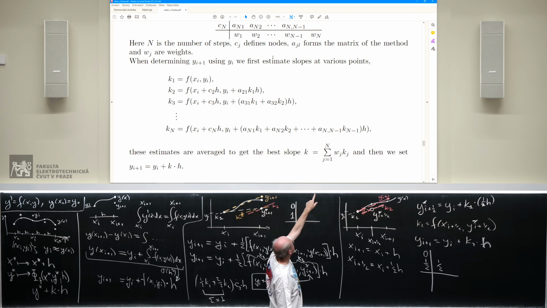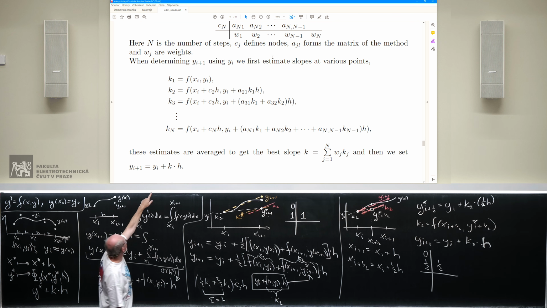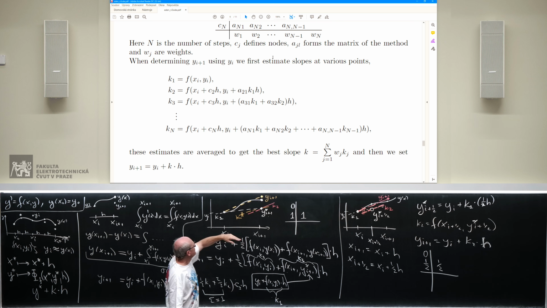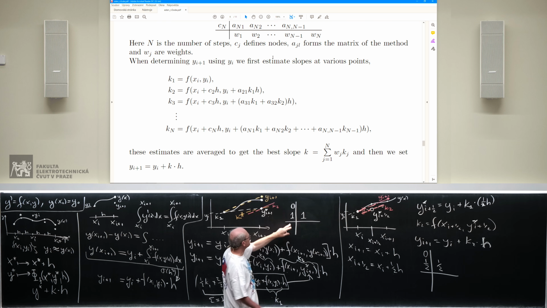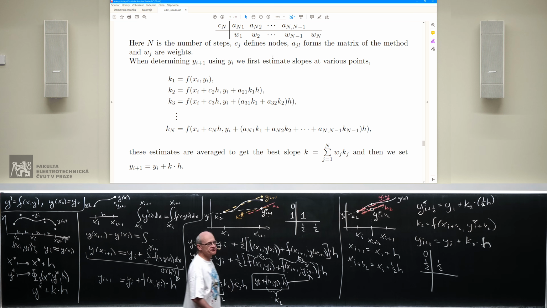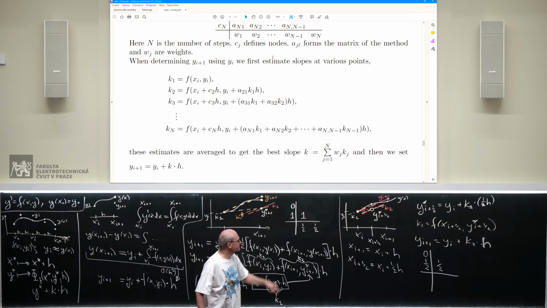And again, it's a weighted average. I'm weighting those temporary slopes that I have according to the way I trust them. And then finally, I use the slope. So the weights W are in the lower row of the table, and again, they should sum up to 1. Now, in my case, for the Heun method, I had 2 slopes, and I trusted them equally. So I was using 1/2 and 1/2. You can see it over here. 1/2, 1/2. Those are the weights.